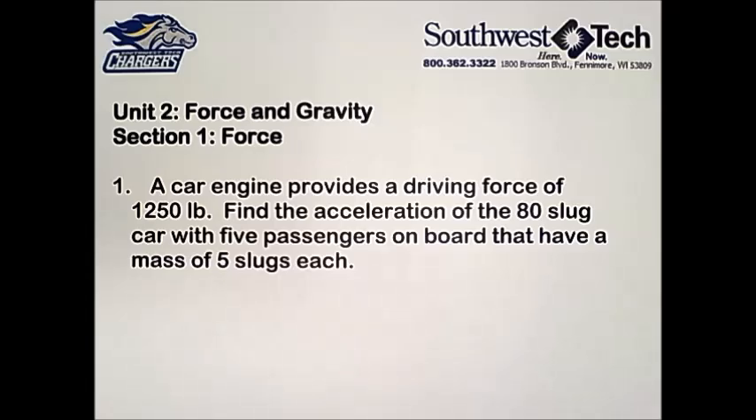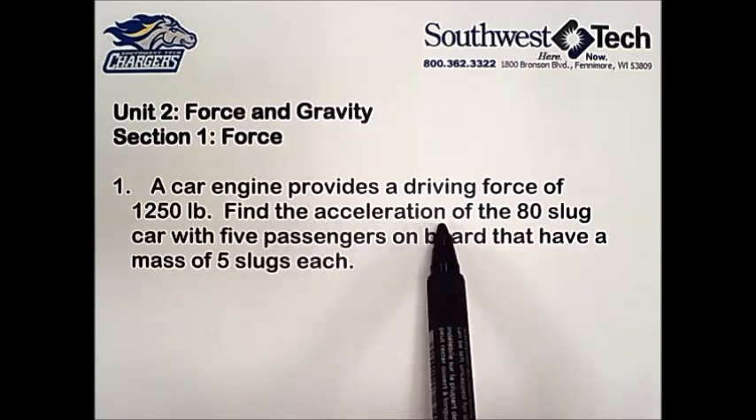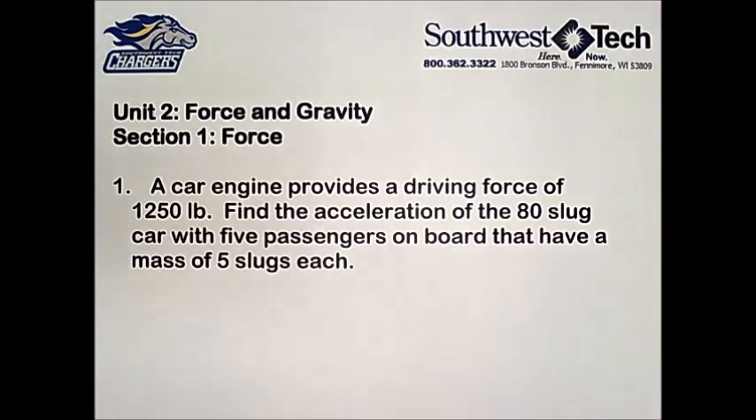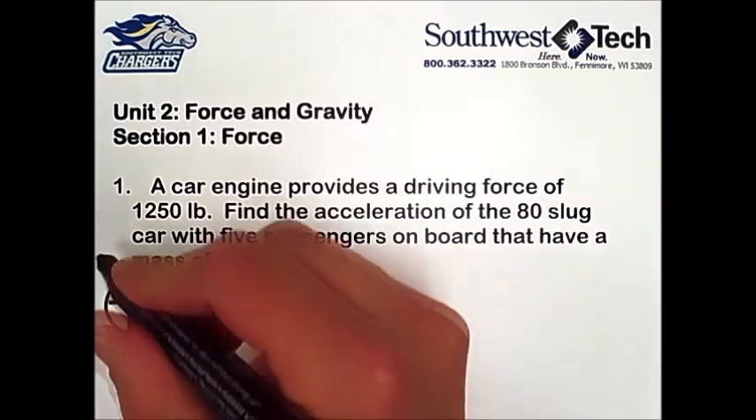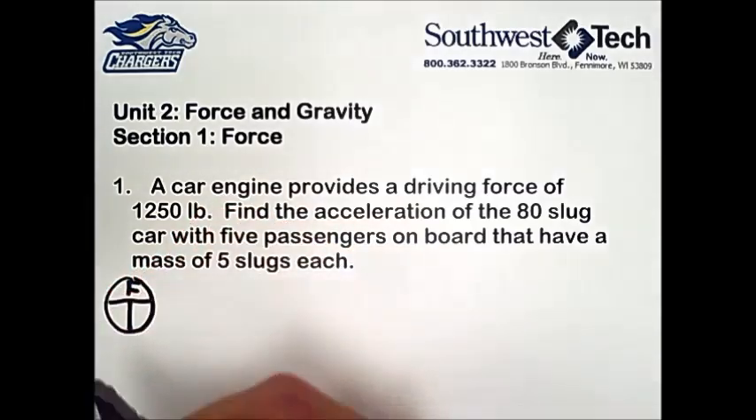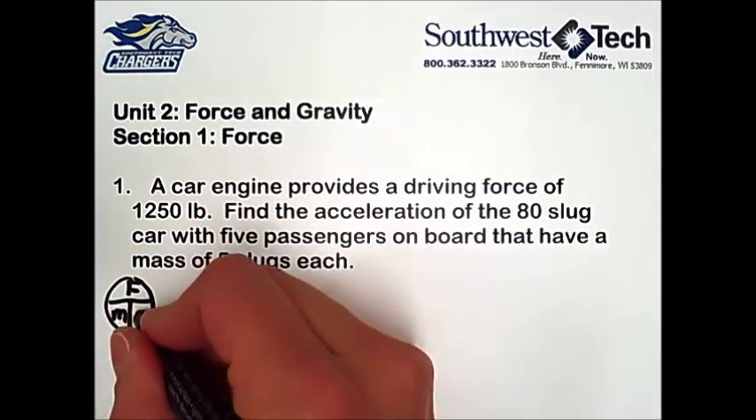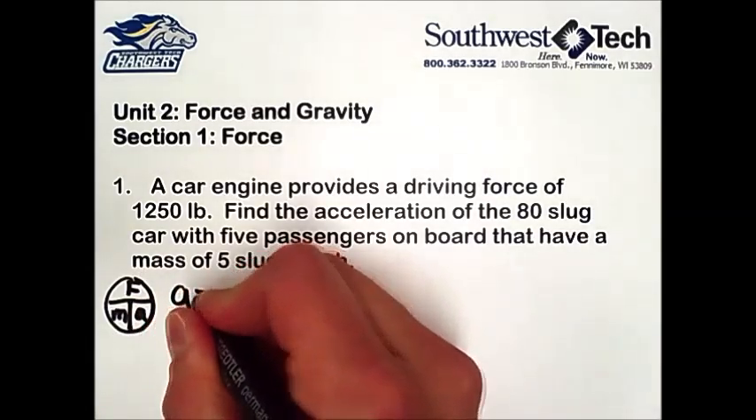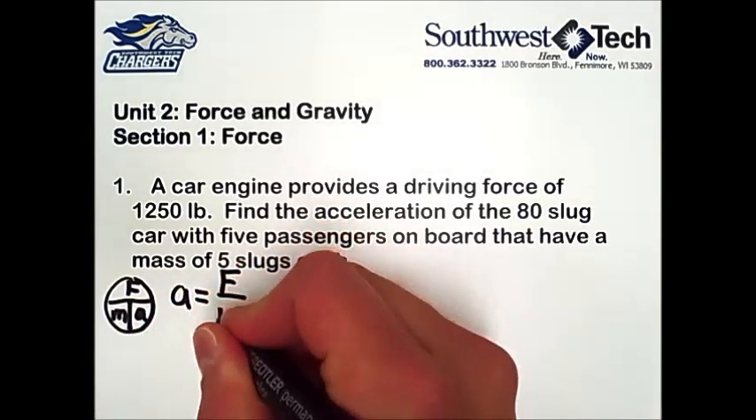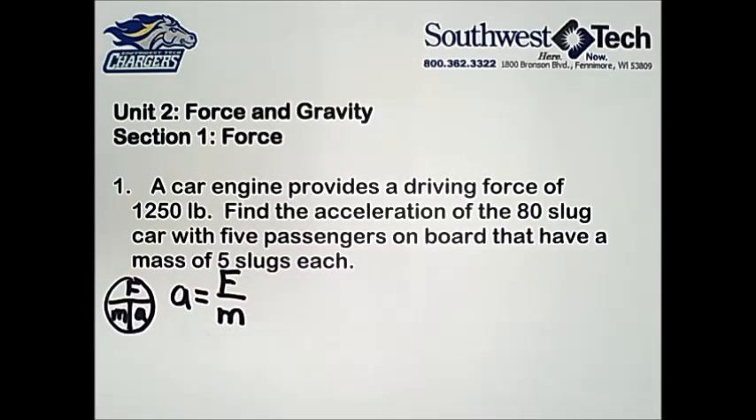So the first thing that we want to do in this problem is figure out what we're trying to solve for. So we are trying to find the acceleration. So we are going to look at the formula wheel, the force, mass, acceleration formula wheel, to figure out what our equation for acceleration will be. So we have force on top, mass and acceleration on the bottom. So we're solving for acceleration, so we're going to cover that up. Acceleration is equal to the force divided by the mass.